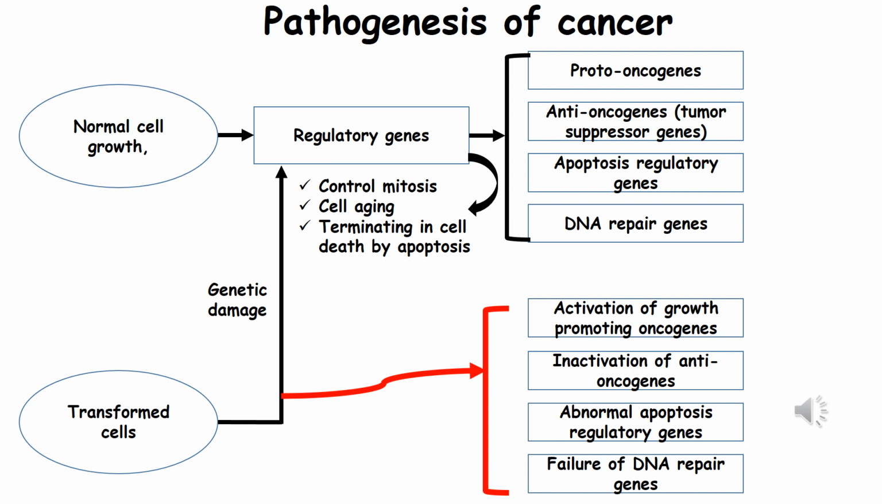So there will be abnormalities in the regulatory genes in the cancer cells, and these abnormalities are activation of growth promoting oncogenes, then inactivation of anti-oncogenes, abnormal apoptosis regulatory genes, and failure of DNA repair genes. So this activation of growth promoting oncogenes will cause the transformation of the cell, or you can say the mutant form of normal proto-oncogene in cancer.